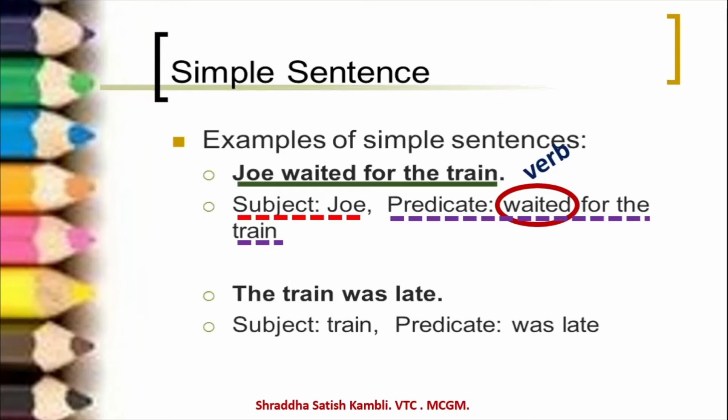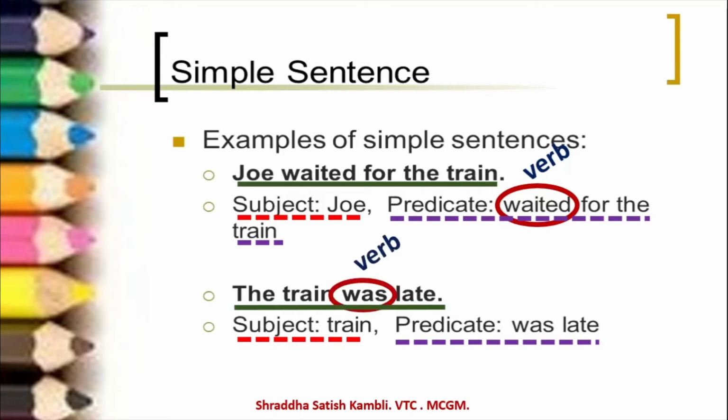So do you realize now what the meaning of a simple sentence is? It has got just one complete thought. Let us proceed and look at one more example. The train was late. Which is the subject? The train. One subject? Yes, the train. In the previous sentence also we had one subject. Yes, it was Joe. Which is the predicate? Was late. And which is the verb here? It is was, which is the verb.